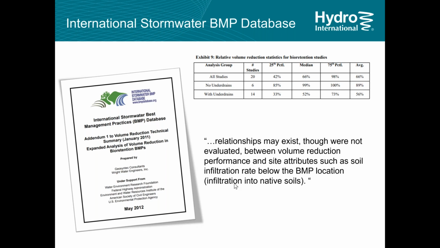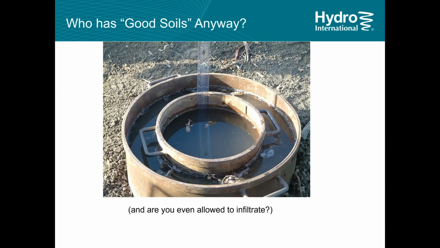One of their conclusions, though, made me laugh. This is: relationships may exist between volume reduction performance and site attributes such as soil infiltration rate below the BMP location, infiltration into native soils. So, well, of course, if you have good soils with high infiltration rates, then runoff reduction is fairly simple. You just put it in the ground and it percolates in, and that's it. But who has good soils anyway?